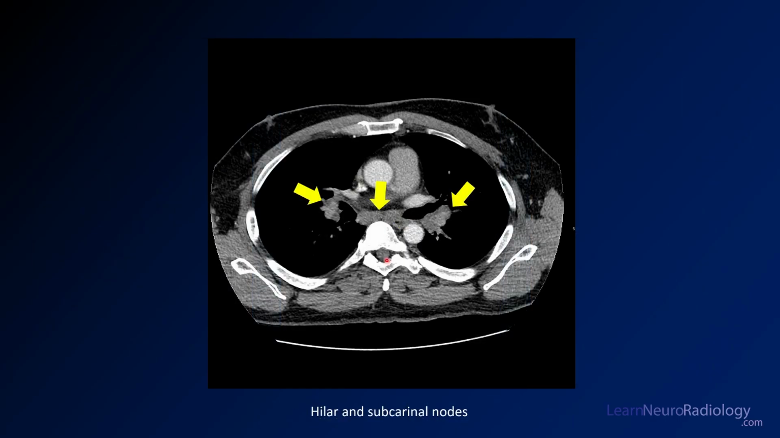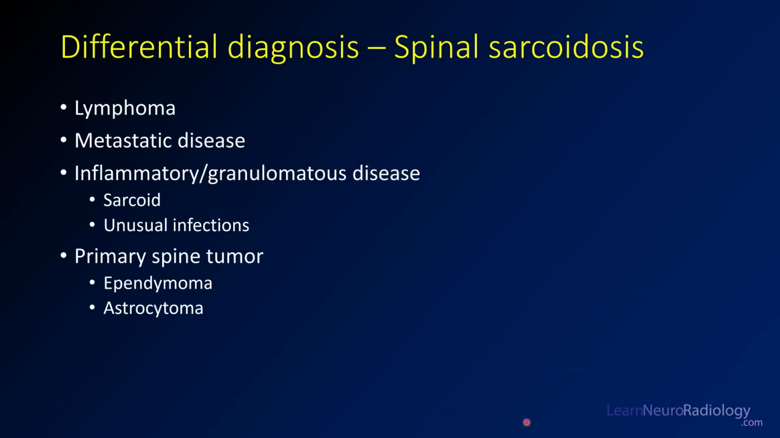Here you can see this patient has both bilateral hilar and subcarinal adenopathy. So you've got some nodes in the chest, which are one of the primary manifestations of sarcoidosis. So that can be a nice clue. It can offer you a nice biopsy target. They can biopsy these through bronchoscopy as well to confirm the diagnosis.